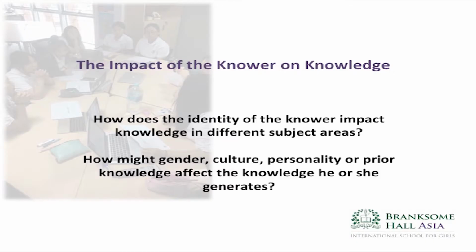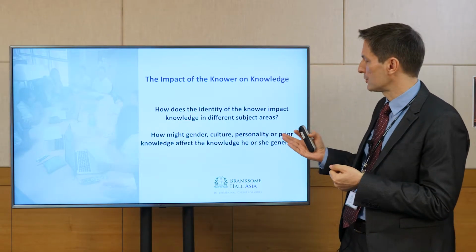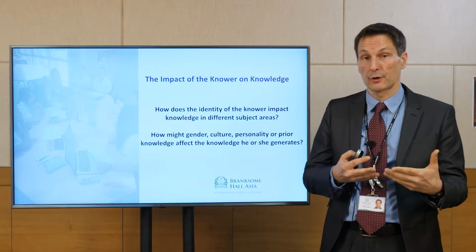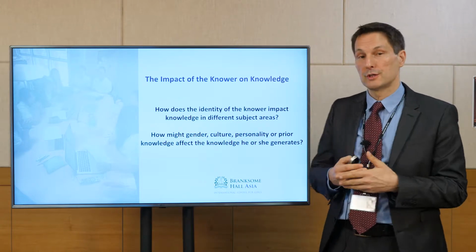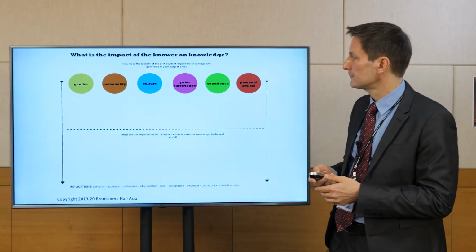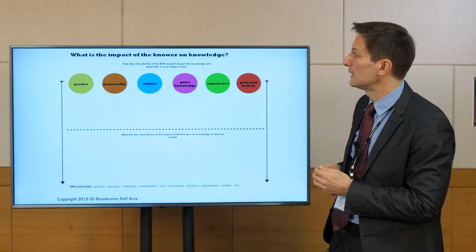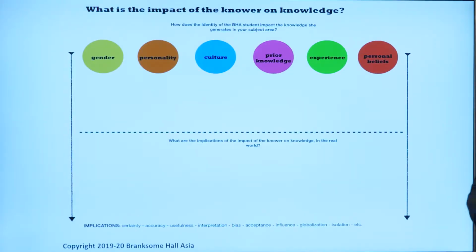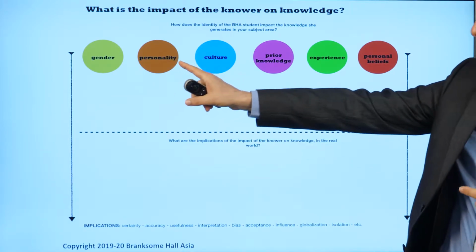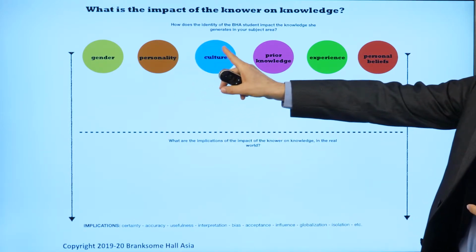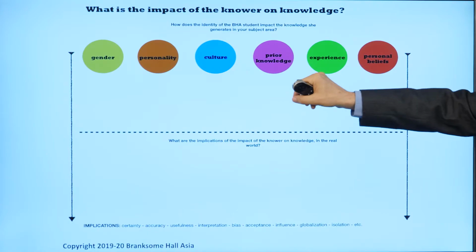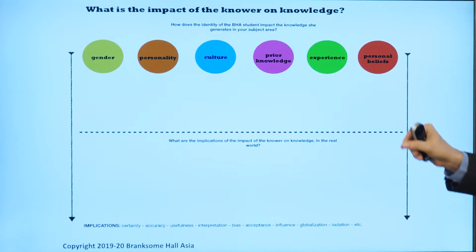So the next big important question is, how does the identity of the knower impact knowledge in different subject areas? So how might gender, culture, personality, or even prior knowledge affect the knowledge that he or she generates? And so one way of looking at this, and this is another visible thinking routine, is to get students to think about areas like gender, personality, culture, prior knowledge, experience, and personal beliefs.